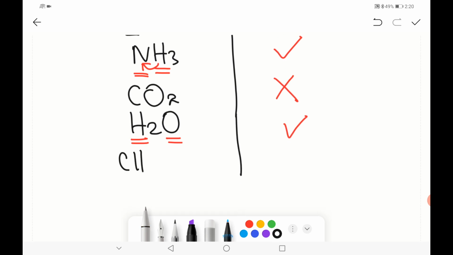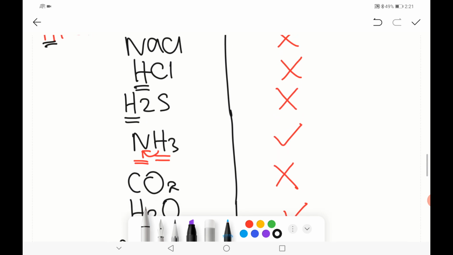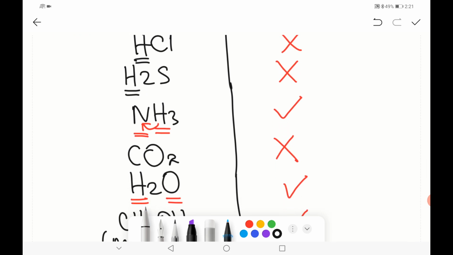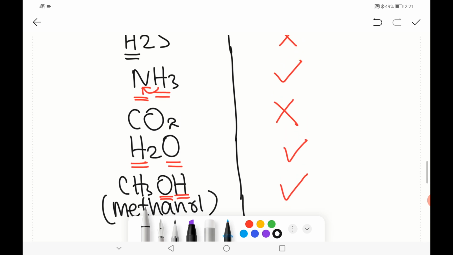The last one is CH3OH. You don't need to know this by now, you will learn more in Form 5. This is an alcohol we call methanol. Don't need to memorize, they won't ask in Form 4. For methanol, can you form hydrogen bonds? Yes, there is hydrogen, and the hydrogen is attached to O, FON. So methanol is also capable of hydrogen bonding. So that is the first part. I hope by now you are able to understand who can form hydrogen bonds and who cannot.